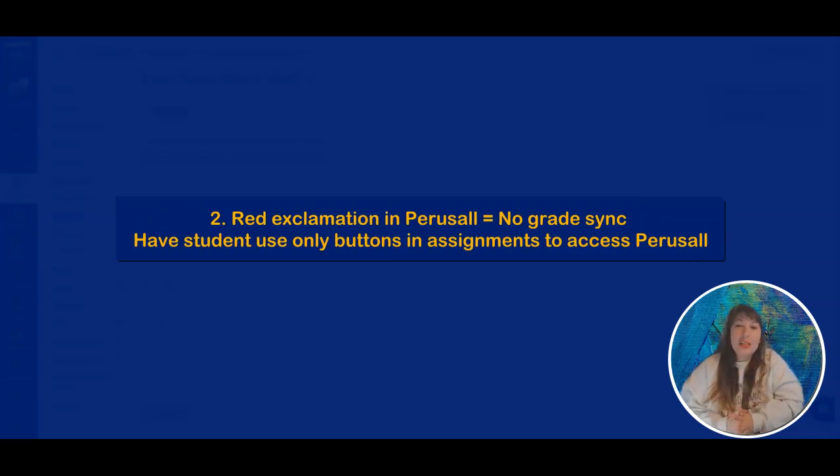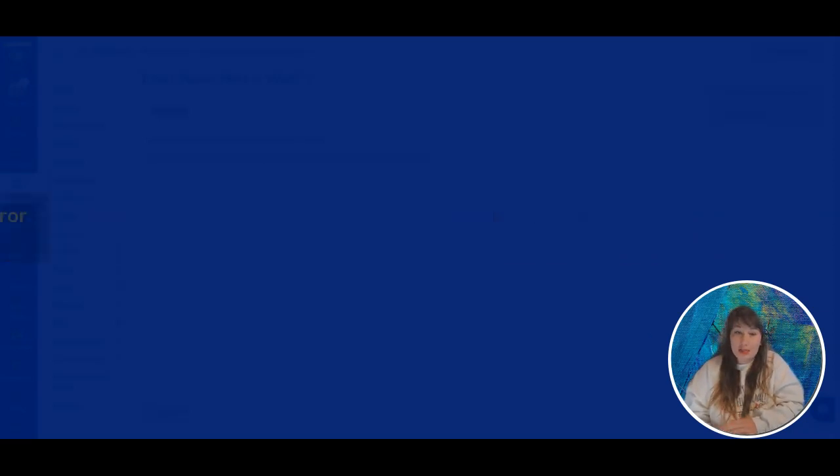Number 2. If you see a red exclamation point in your Perusall gradebook, that means that the grade will not sync back to Canvas automatically. To fix this, ask the student to access the assignment and click that Perusall button in the assignment. Remind them to only use those assignment buttons, not Google, not other links.